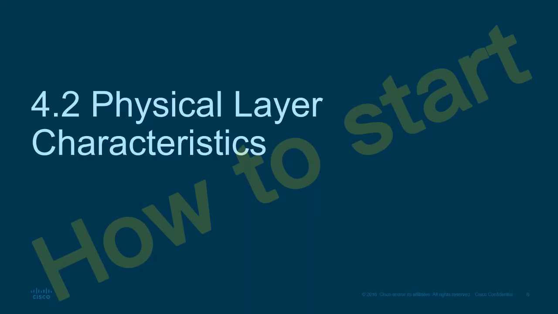So, what are some of the characteristics? Well, first of all, we're talking layer 1, so that means we have to look at the different standards, things like the IEEE standard, the TIA standard, the ITU standard, the ISO standards, and so forth. These are governing bodies that outline how physical media should be.